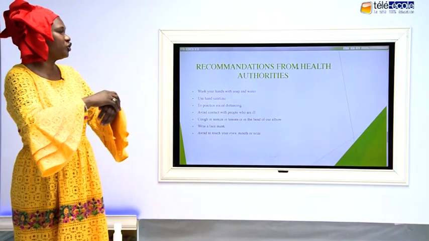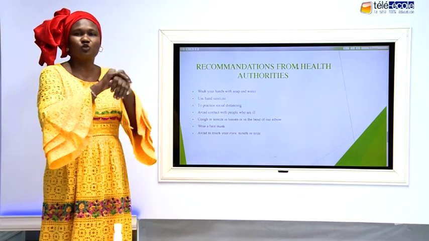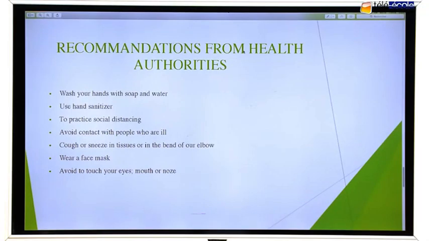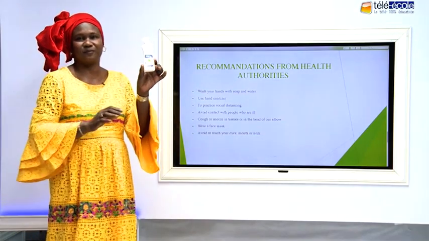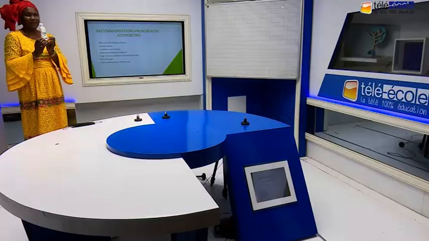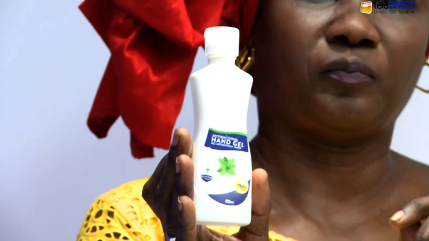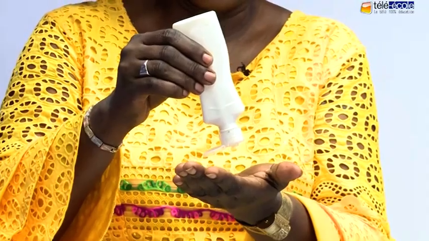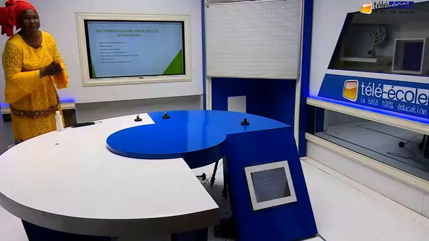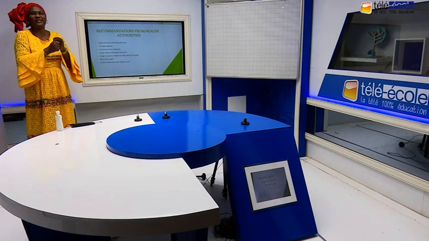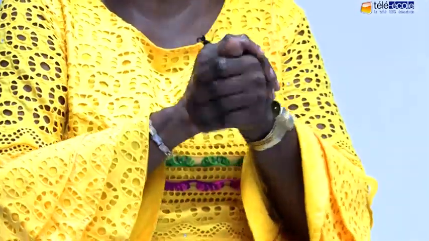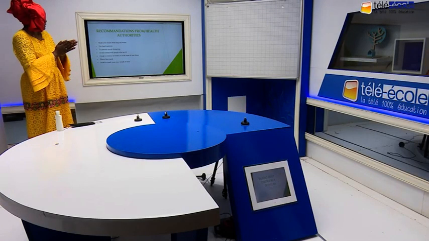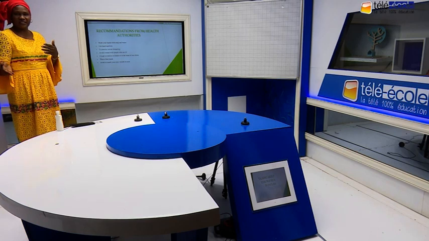First of all, wash your hands. Wash your hands with soap and water. Next, use hand sanitizer. Here's a hand sanitizer. This hand sanitizer, you put it in your hand and you rub it. It means when you are in a place where you can't get access to water and soap, you use hand sanitizer.